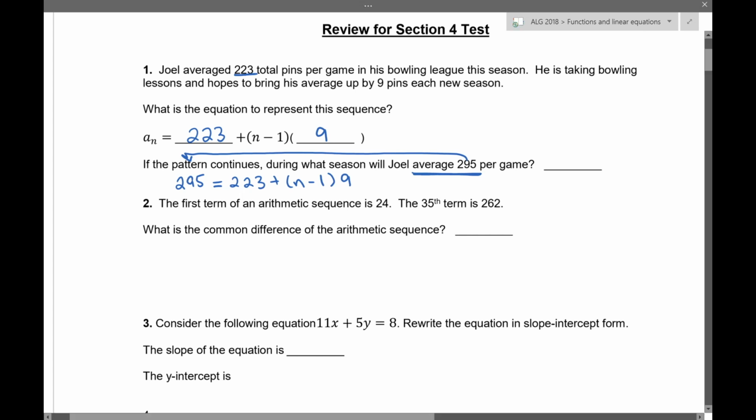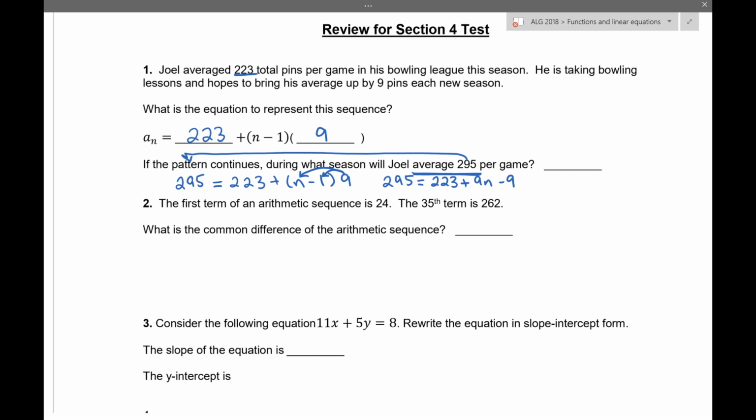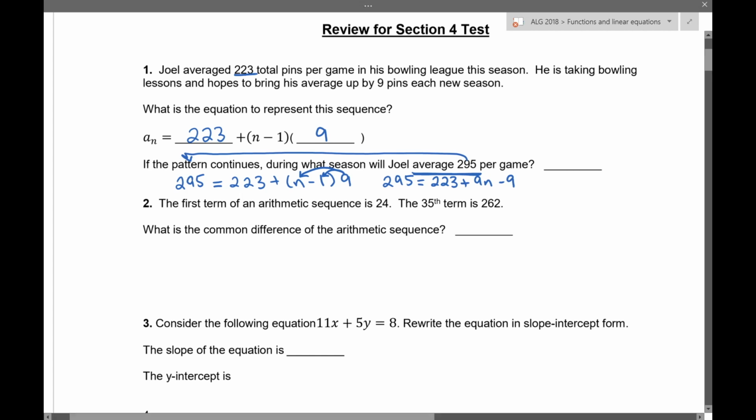295 equals 223 plus parentheses n minus 1 times 9. So let's distribute the 9 first to both numbers in the parentheses. So I have 295 equals 223 plus 9 times n is 9n, and 9 times negative 1 is negative 9. Okay, now I combine like terms, and the only like term that I have is 223 minus 9. So if I subtract those two numbers, I get 214. So my answer now is 295 equals 214 plus 9n.